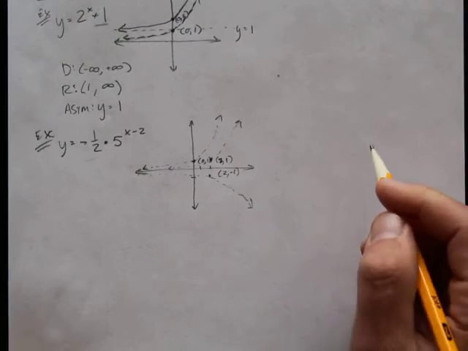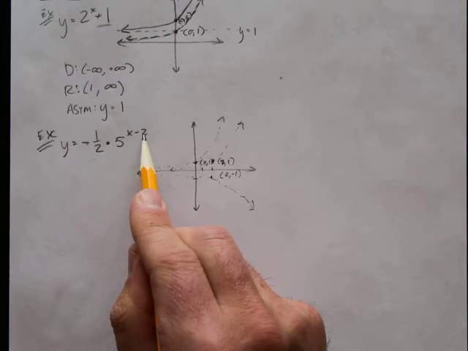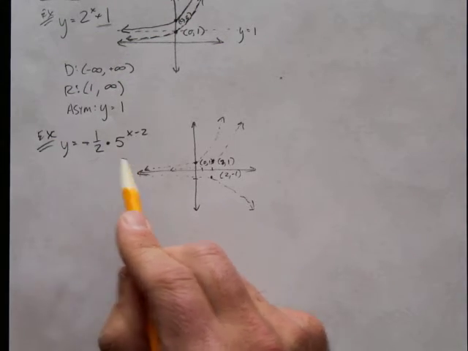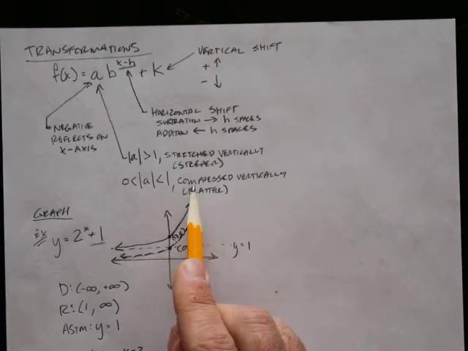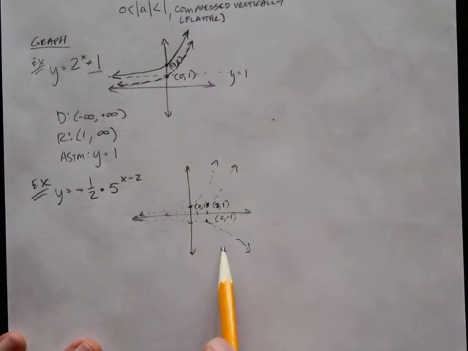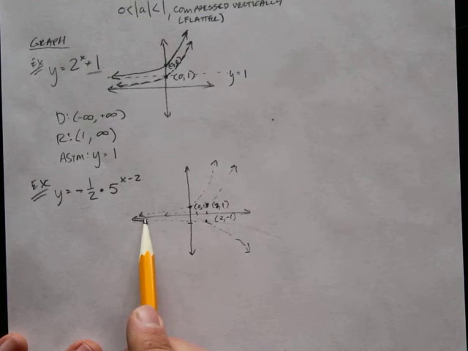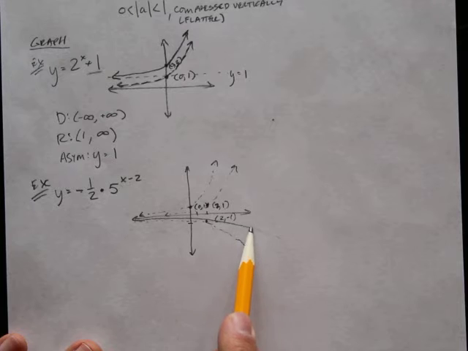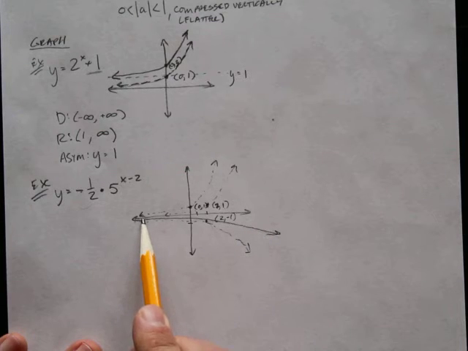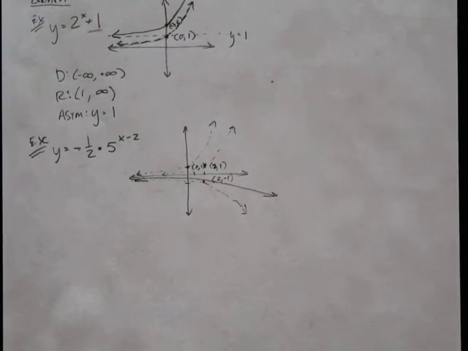Flipped over the x-axis. Now I've done the negative, I've done the minus 2. Now this half compresses vertically, it makes it flatter. So instead of going steeper like this, I'm going to go out farther like that, so it's flatter. So that is my last transformation. It's flatter, there it is. And it should look something like that.